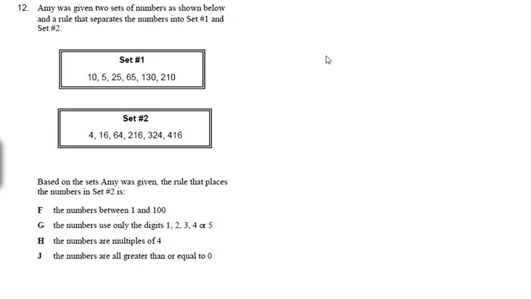Alright, so number 12. So we have two sets, and there's a rule that separates the numbers from set 1 to set 2. So we're saying if we apply one of these rules, if the rule does work, it would go in set 2. If it doesn't work, it'll go into set 1. So F says the numbers are between 1 and 100. Well, if this rule is true, all these numbers in set 2 should be between 1 and 100. Is that the case? Well, no, because we have 216, we have 324, and 412. Those numbers are not between 1 and 100. So this is not our answer.